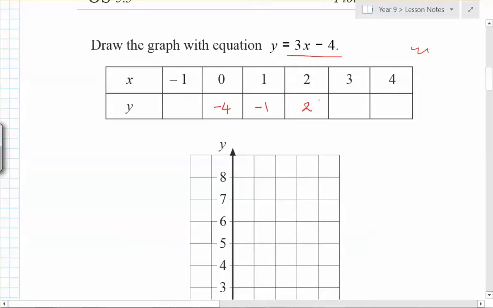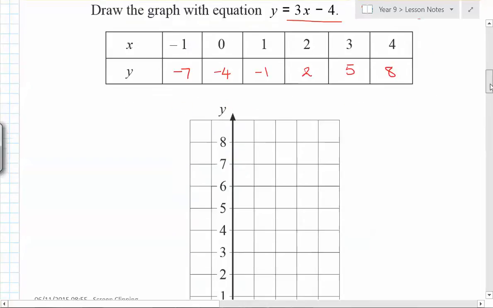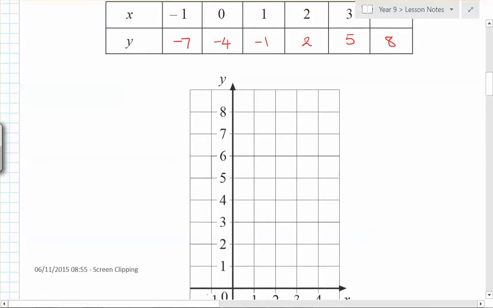Now, we know a shortcut, but I'm going to stop you using the shortcut because you've forgotten what it actually means. So 3 times 3 is 9. Minus 4 is 5. 3 times 4 is 12. Minus 4 is 8. 3 times minus 1 is minus 3. Minus 4 is minus 7. So here's the thing. If I then were to use this graph, minus 1, well, I'm going to go for 0. I need to zoom out a bit.